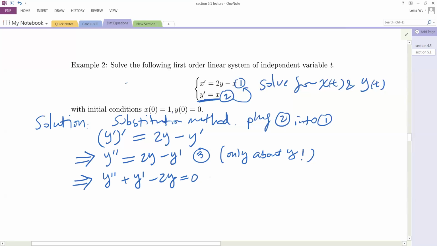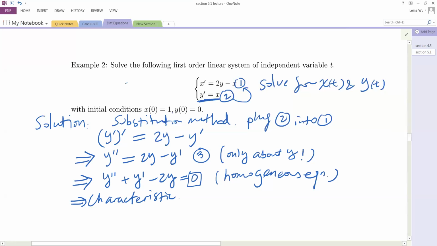What's the name of this equation once you see the right-hand side being 0? Homogeneous. Yeah, homogeneous equation. So we should do the characteristic equation. Isn't that r squared plus r minus 2? Yes. We have r squared plus r minus 2 equals 0, right?